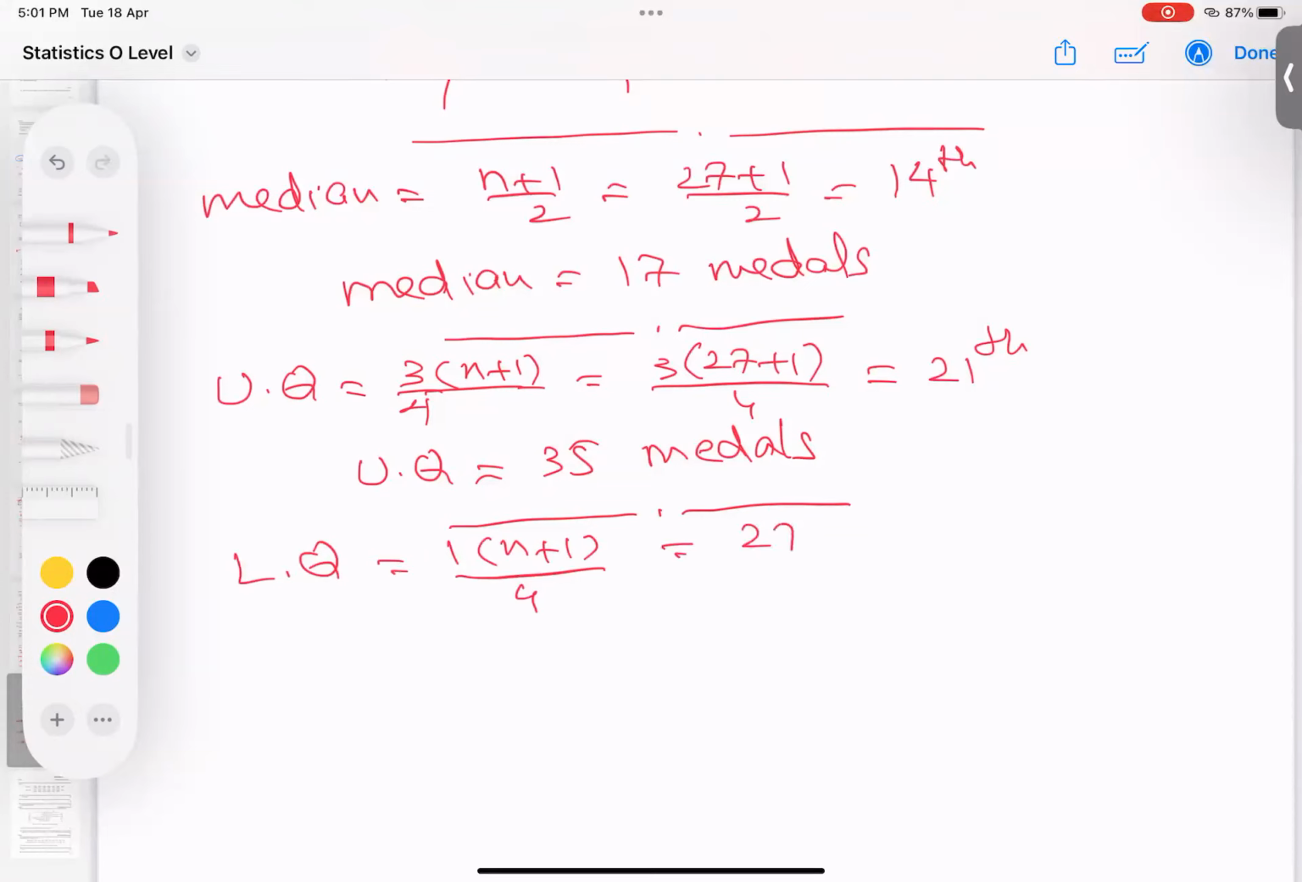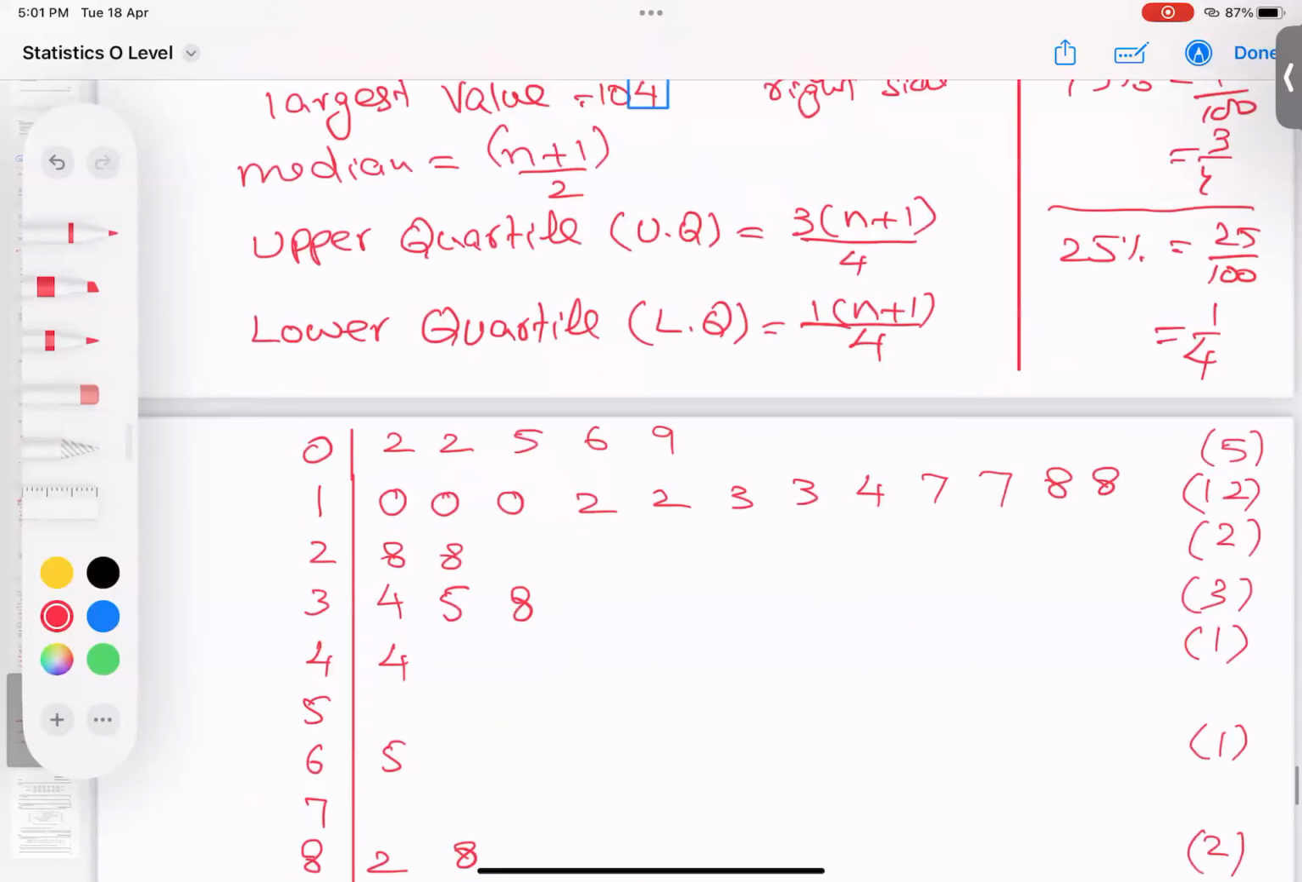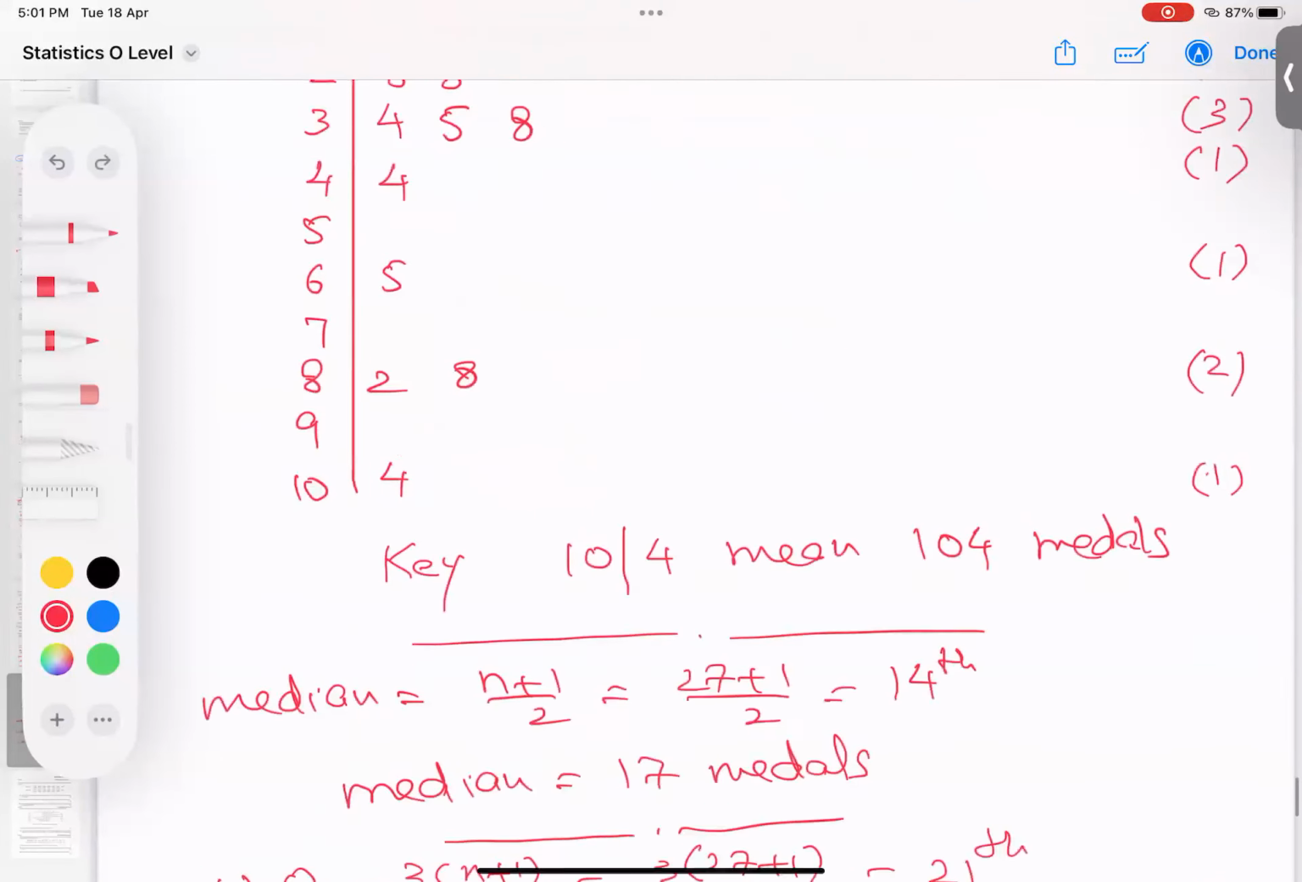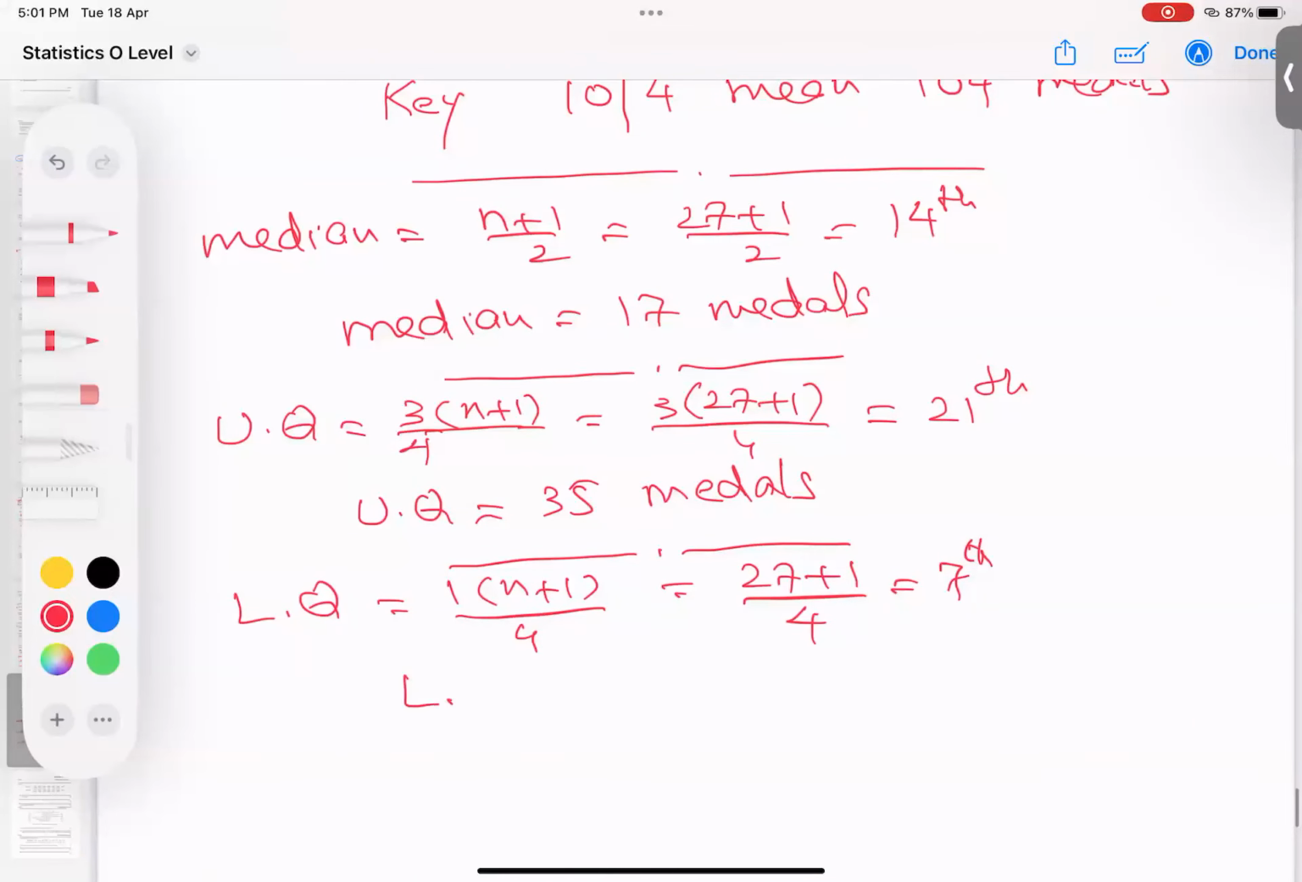And 27 plus 1 is 28, divided by 4, I got the 7th term. So where is the 7th term? 5 is already here, then 6 and 7. So 10 medals is called the lower quartile. I'm sure if you are listening to me carefully, then you are 100% understanding, inshallah.